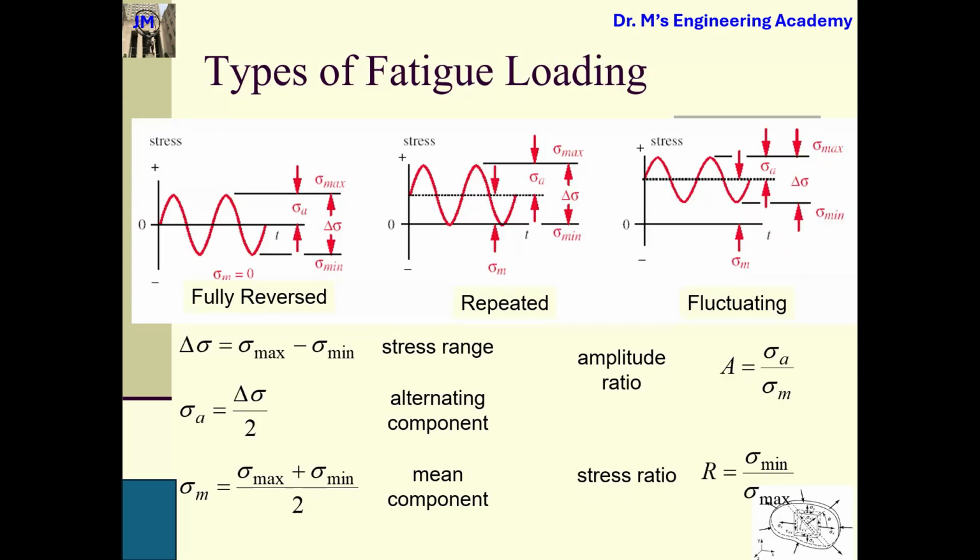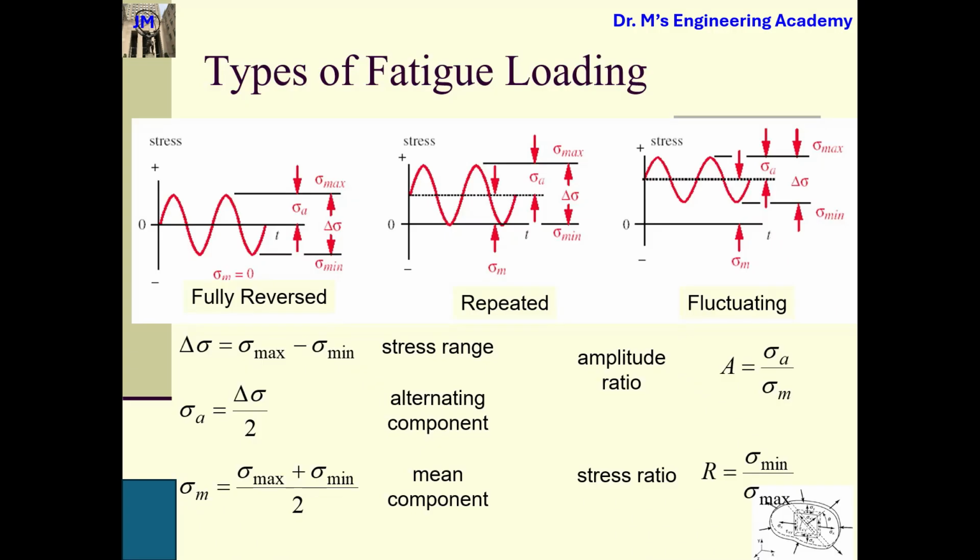So sigma a equals half of sigma maximum minus sigma minimum, the alternating stress level, and sigma m equals sigma maximum plus sigma minimum divided by two, which is the average level of the stress. We are going to use these two very often. They are the two most important concepts and values to determine the fatigue level of your components. Questions so far?